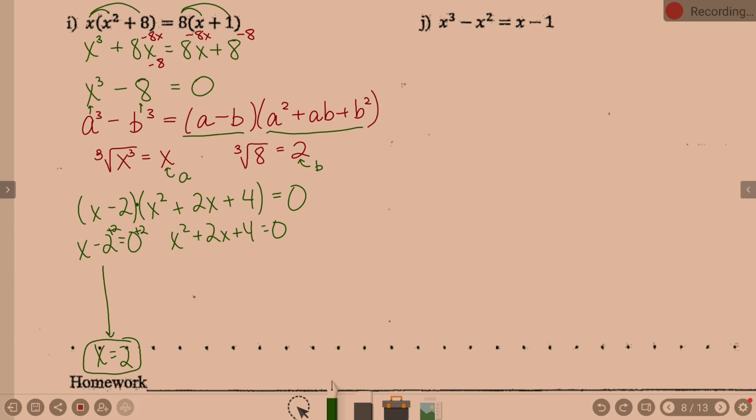Okay, how do I solve that other one? Quadratic formula. Okay, do I have time? Okay, quadratic formula. I'm going to go quick. Negative b, so negative 2, plus or minus the square root, b squared, so 2 squared, minus 4, times a is 1, times c is 4, all over 2a, 2 times 1.